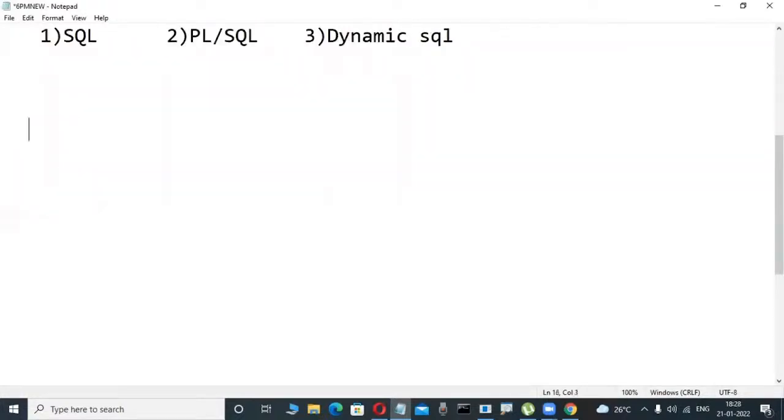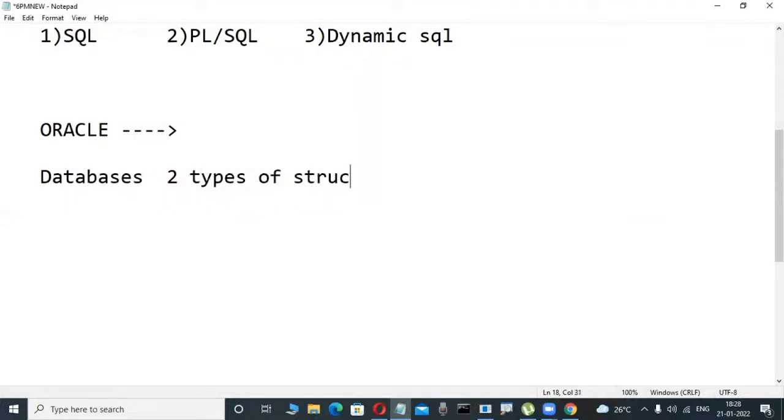Actually, these relational databases, Oracle, SQL Server, DB2, these are relational databases. But unfortunately, these databases have two types of structures. You must be familiar with this before we start our courses. Two types of structures. Don't write it, just observe it here.